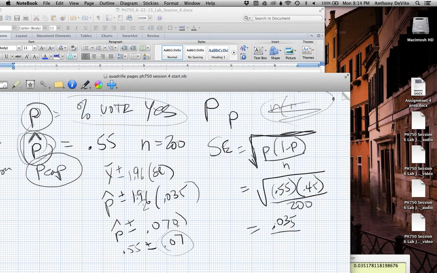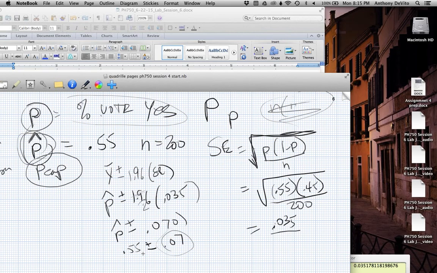So, in other words, if you saw this in the newspaper, they would say our polling says that this bond is going to get a 55% yes vote, plus or minus a margin of error of 0.07. Literally, that's the way you would see this reported.